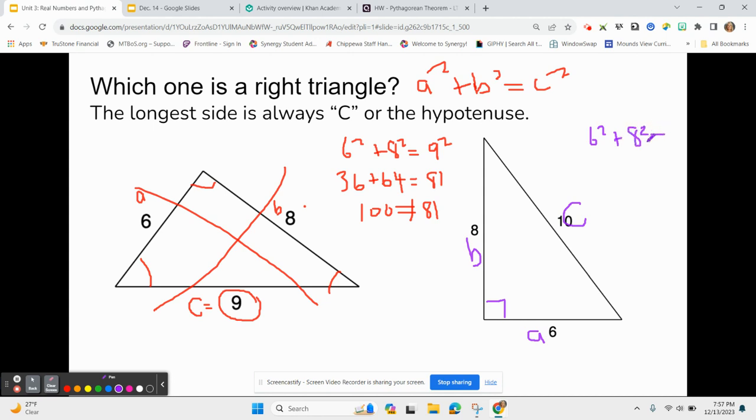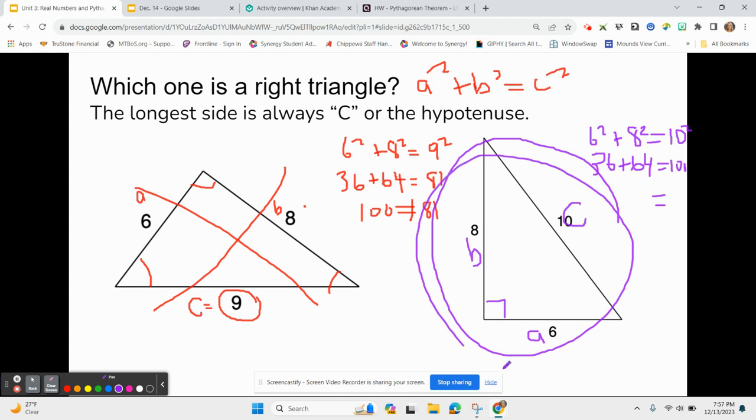Does that equal, we are checking right now, 10 squared? Same as the other one, 36 plus 64. Does that equal 100? It exactly equals 100. So I know that yes, this indeed is a right triangle, and I verified that using my Pythagorean theorem. So that is part of our work today.